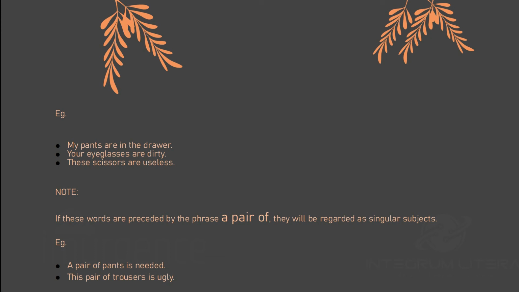If these words are preceded by the phrase "a pair of," they will be regarded as a singular subject. A pair of pants is needed. So basically whenever we say a pair of glasses or a pair of pants, then we would consider it as a singular verb form. Like again, we go back to rule number 1 by putting in a collective noun or something such.